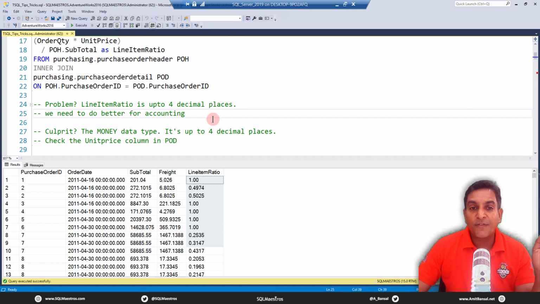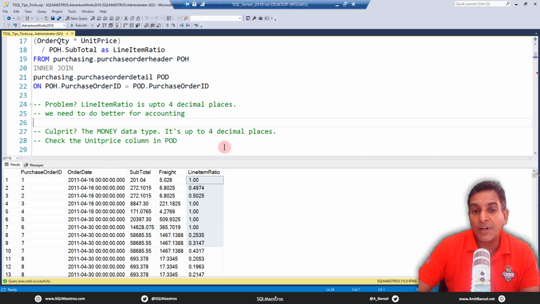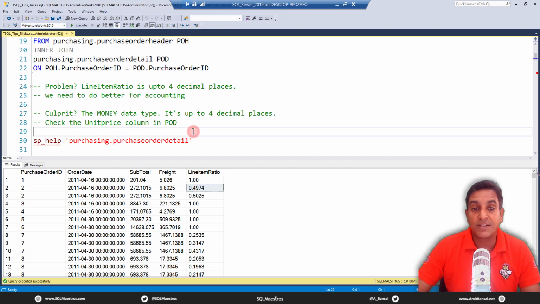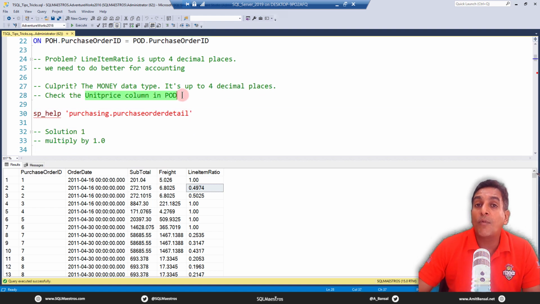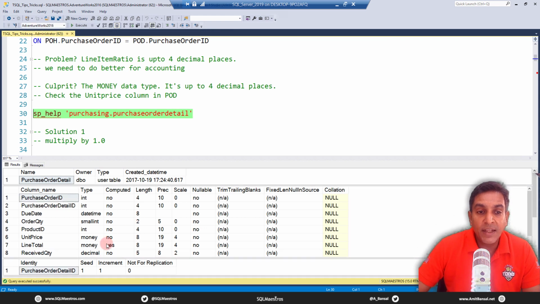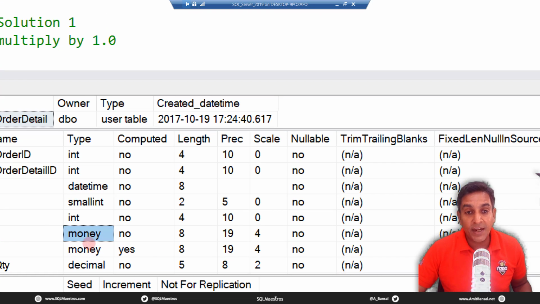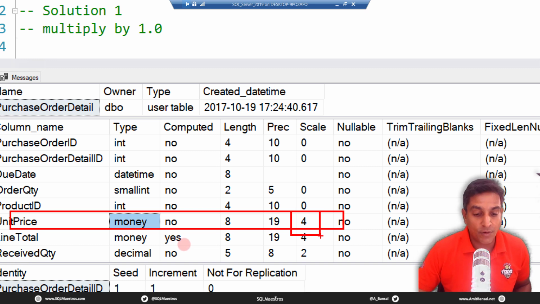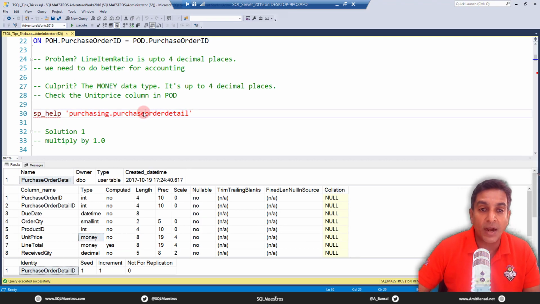That's the requirement. But first, let's understand what the culprit is. Why are you getting 4 decimal places? You're getting 4 decimal places because of the money data type. The money data type is only up to 4 decimal places. Let's check the unit price column of the purchase order detail table. Let's do sp_help, Purchasing.PurchaseOrderDetail. Let's execute this and you will see unit price is money data type. You can clearly see that there. And what are you seeing? The scale here is 4. So that's the scale, that's the precision you are getting.